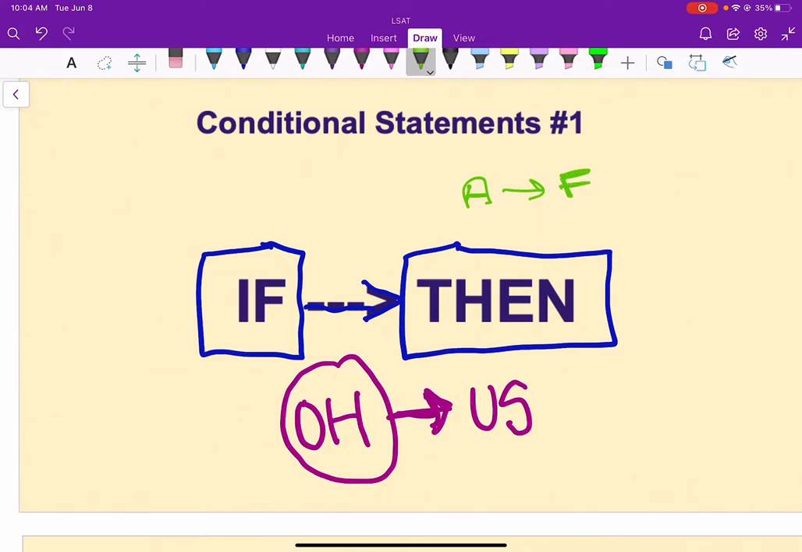Or what if I said, if I am an apple, then I am a fruit? Don't all apples have to be fruits? Absolutely. Or what if I said, all kids must go to school? What does that mean? We want to translate that from all kids must go to school into an if-then statement. So it's going to say, if I am a kid, then what? I must go to school.